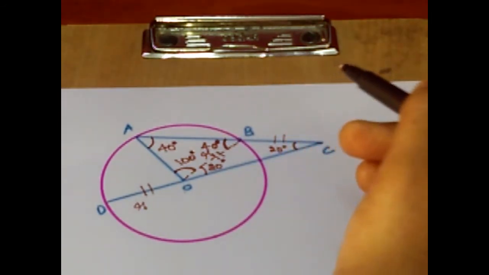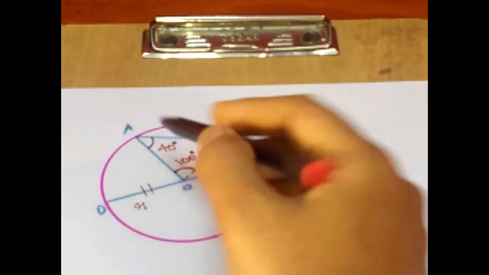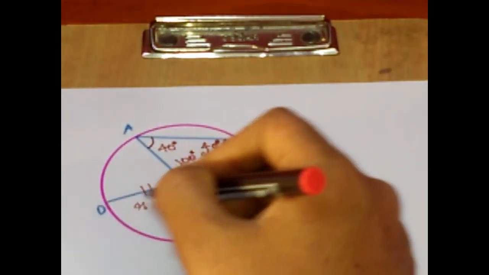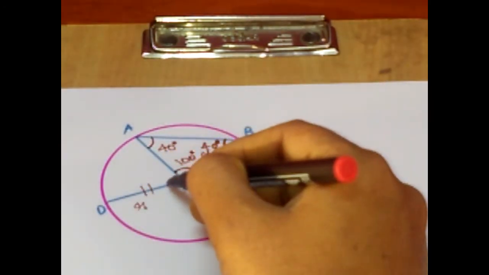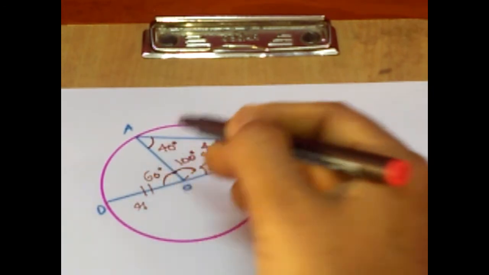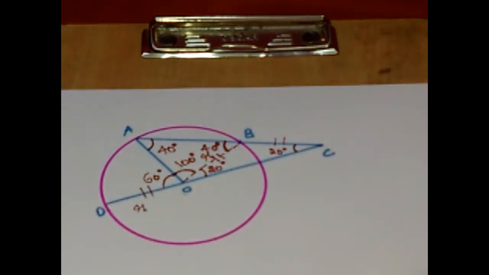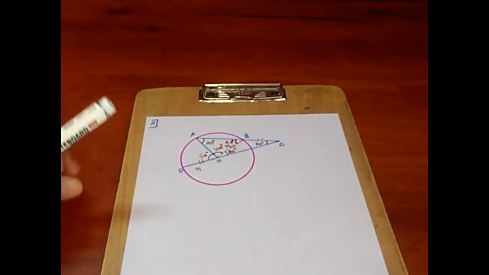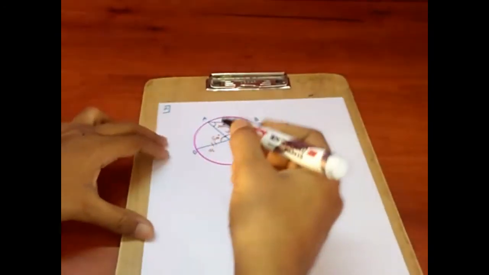Point number 4. Angle AOD. We know that DOC is a straight line. This is 100. This is 20. Hence, the measure of this angle will be equal to 60 degree. This is a solution. Now, let us write down step by step. Okay. Follow me, children.